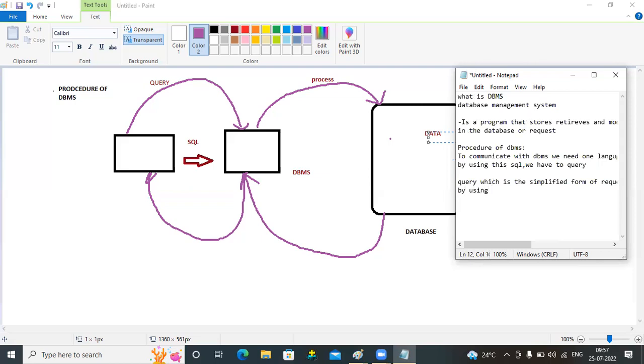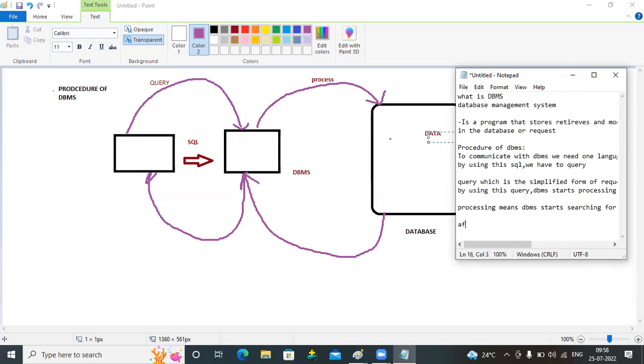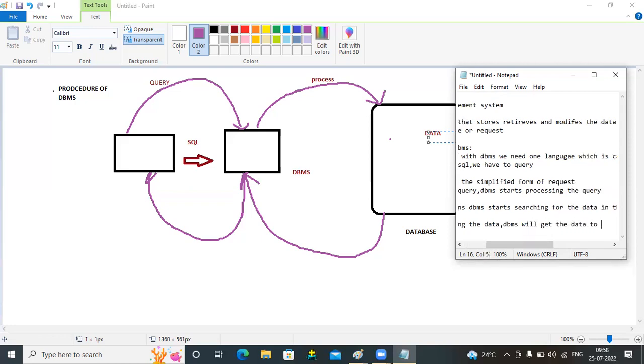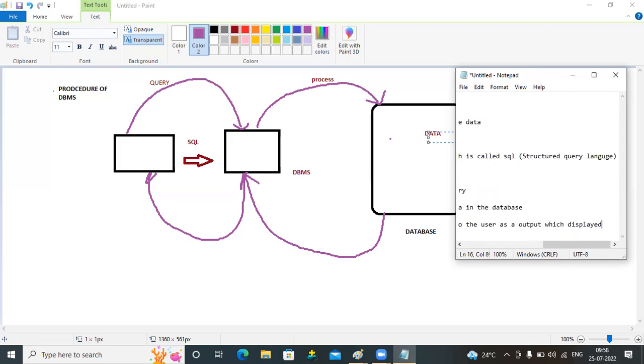By using this query, DBMS starts processing the query. Processing means DBMS starts searching for the data in the database. I already explained this, but I'm explaining it in the form of definitions that would be useful for you. So after processing the data, DBMS will give the data to the user as an output, which is displayed.